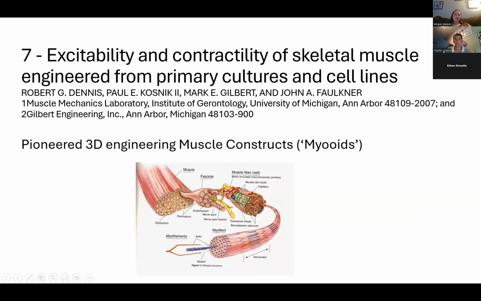Next, I'll be presenting on a foundational paper in skeletal tissue engineering by Dennis and colleagues, published in 2001. The study introduced the concept of myooids, or engineered 3D muscle tissues, and provided one of the first functional assessments of their excitability and contractility. It is considered a seminal work because of its influence on both methodology and the direction of the field.